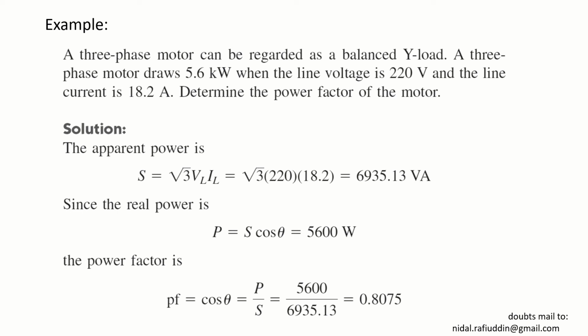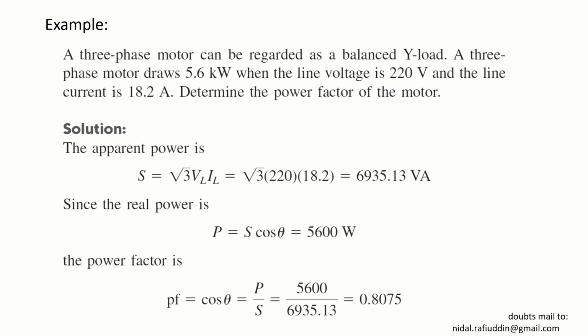Now the real power is given as 5.6 kilowatt, 5600 watt, and the real power is written in terms of S as S cos theta, while the reactive power was written in terms of S as S sin theta. So P is equal to S cos theta and Q is equal to S sin theta. Since average power is given in the question, we are going to use this value in order to evaluate theta, and we obtained the value of S as 6935.13 VA.